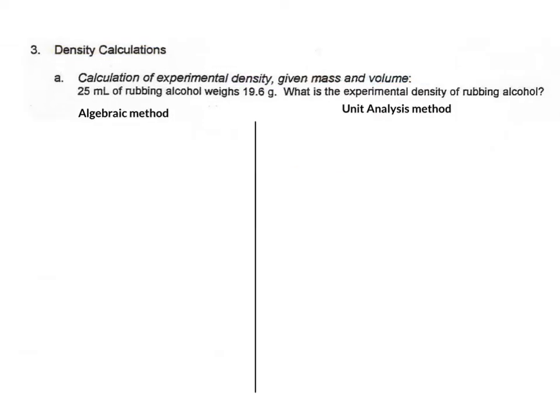This is the first of the 3 major density calculations. There are 3 different types because we're going to be looking for 3 different things: the density, the mass, or the volume. In this case, we're going to be looking for the density, and we'll be given the mass and the volume. To start these calculations, we need to recall that the density is the amount of matter that is given in a certain volume of substance. So in these questions, we're looking for what is the mass and what is the volume.